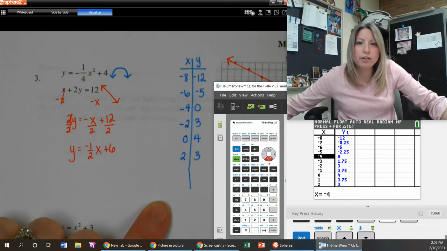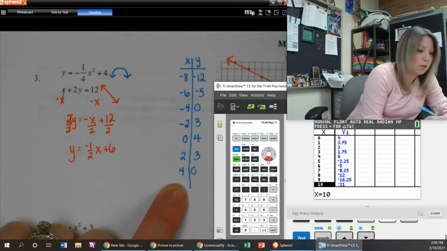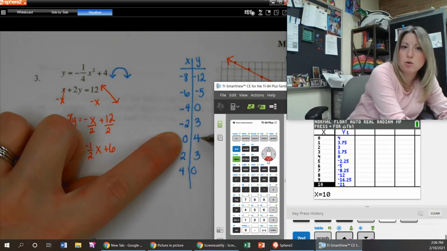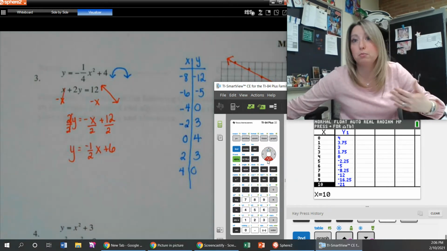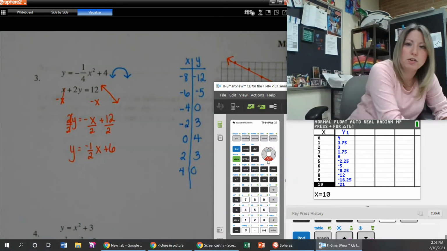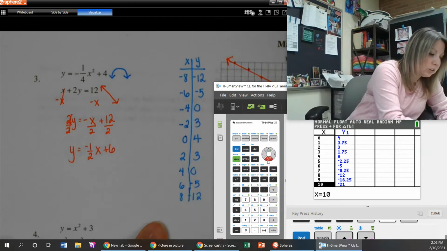Since I'm only writing integer points down, I do have to arrow up and down my table a little bit more often. So 4, 0. Oh, I see my roots are negative 4, 0, and 4, 0. Those are my roots. Axis of symmetry, x equals 0, so the y-axis. My vertex is a maximum point because I'm a frowny face. Not me personally, but the parabola is a frowny face. 6, negative 5, and 8, negative 12. Okay. So let's do that.